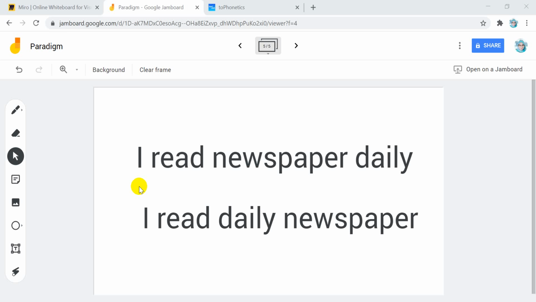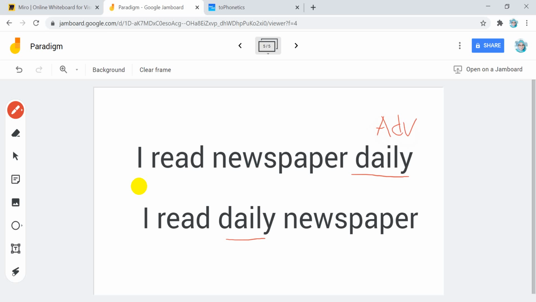Okay, look at the example. I have two sentences. The first one is I read newspaper daily, and the second one is I read daily newspaper. If you pay attention to the word daily, it is placed differently. In the first one, I read newspaper daily, daily is at the end to mark the frequency of my reading newspaper. So here it is an adverb.